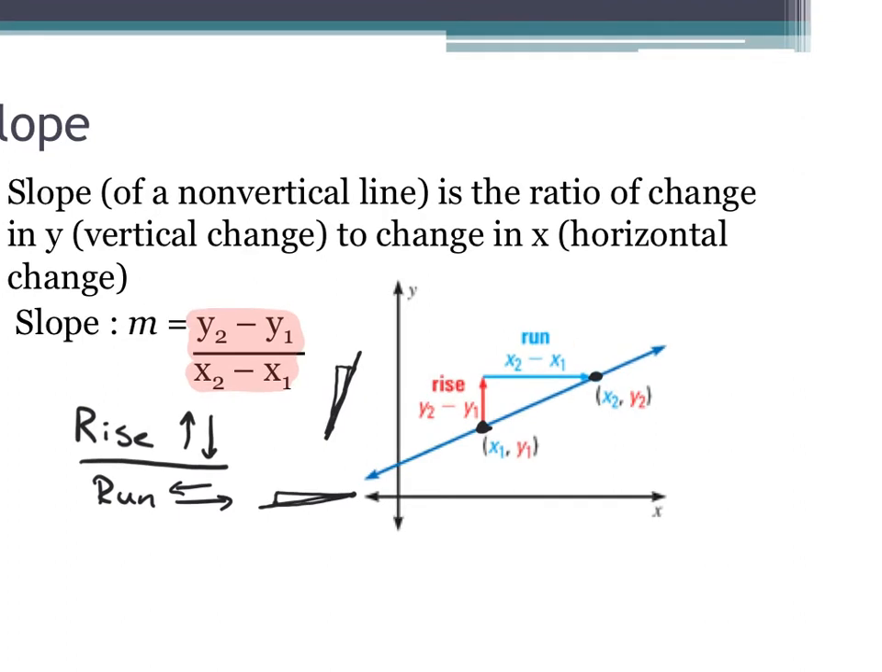But most importantly, and you do need to know this, if you don't have it committed to memory, you must commit it to memory: m, the letter we use in math to represent slope, equals y sub 2 minus y sub 1 over x sub 2 minus x sub 1. Meaning there's two y's, you subtract the y's, and there's two x's, you subtract the x's.